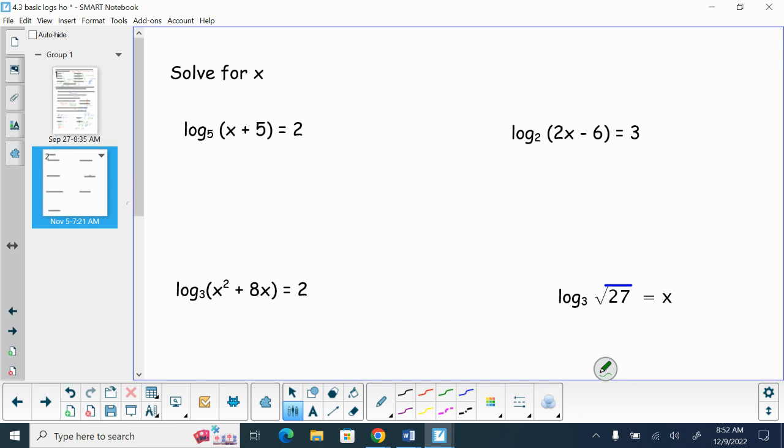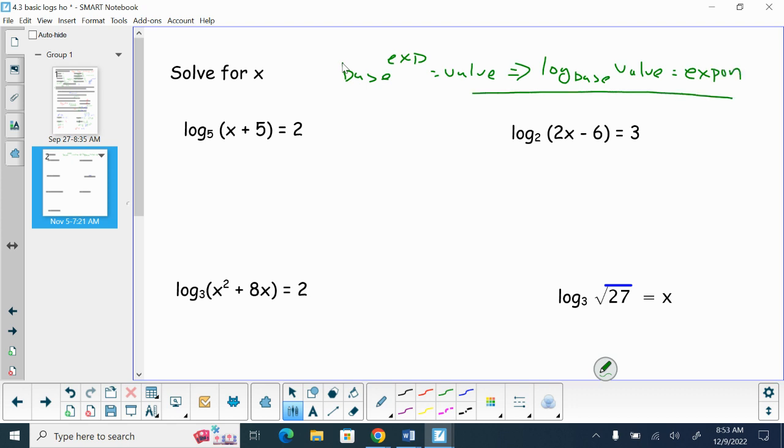So let's start solving some equations. We have log base 5 of x plus 5 is equal to 2. In this form, it's not solvable. So this is taken out of this form into an exponential form. Once again, we have log base b of some value is equal to an exponent. That's the same as base to an exponent is equal to value.